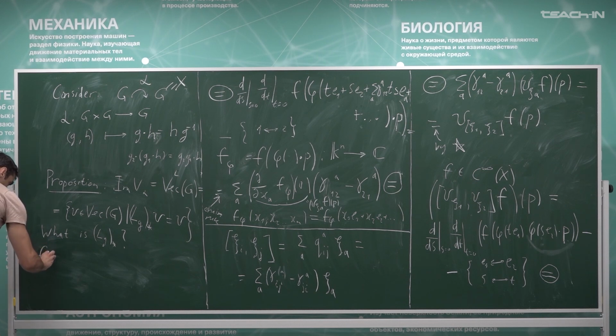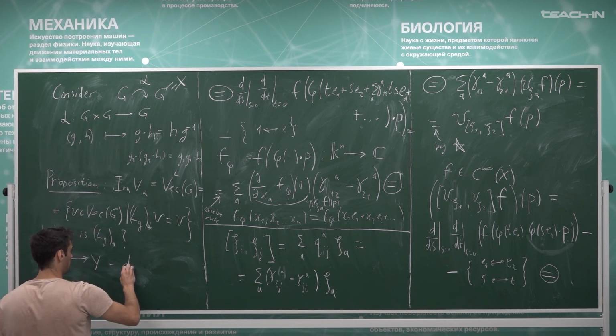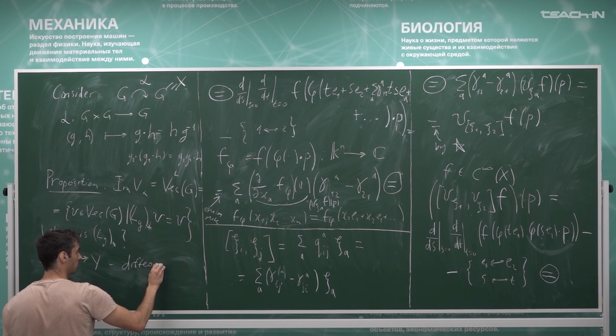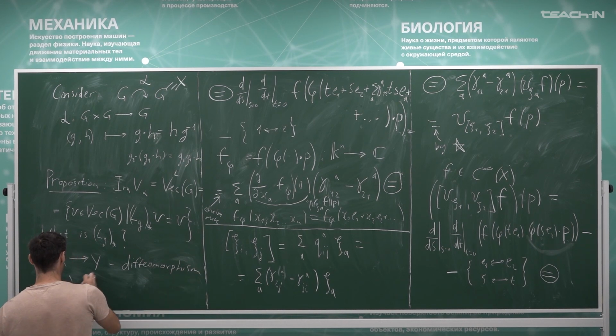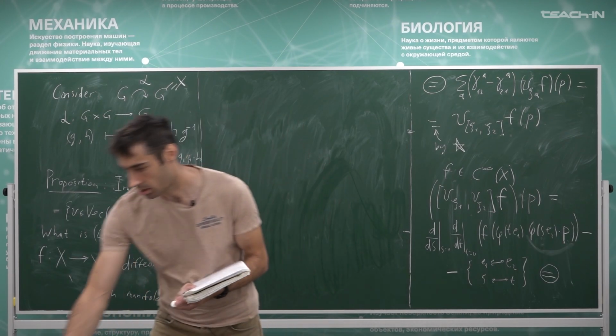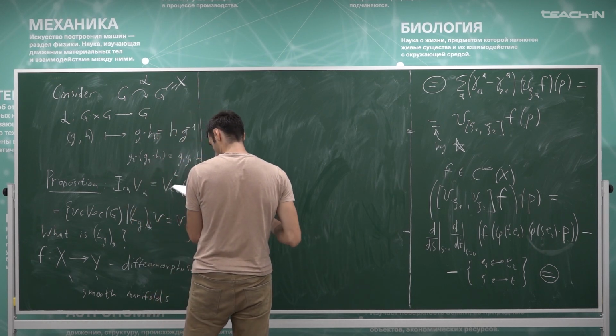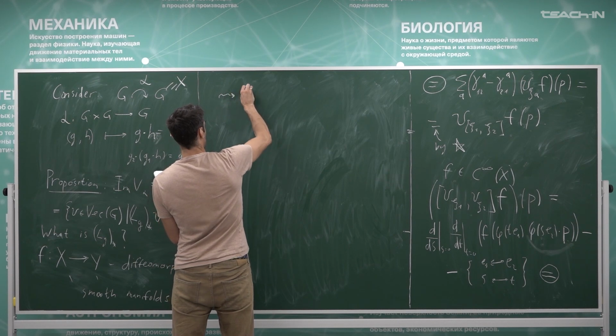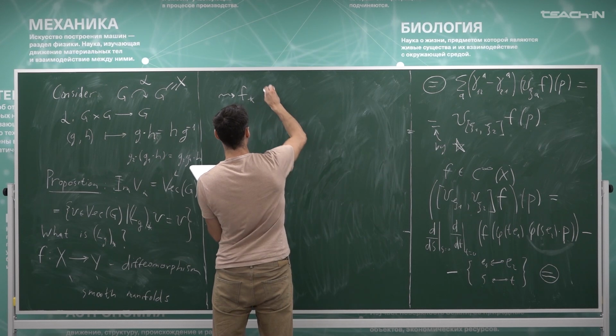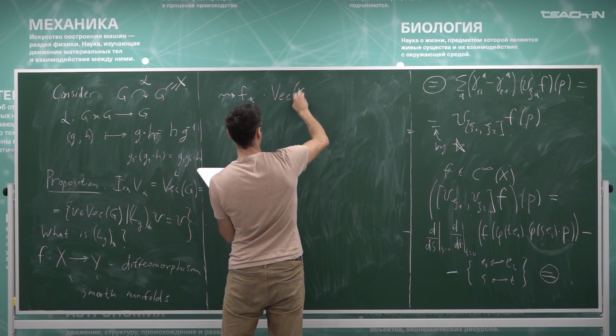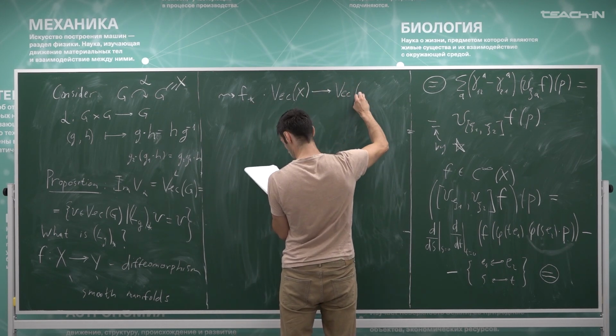Actually, suppose I have a diffeomorphism F from X to Y. This F is LG in this particular case. And X and Y are two smooth manifolds. Then I can define the push forward of a vector field, F with lower star, which is a map from vector fields on X to vector fields on Y.